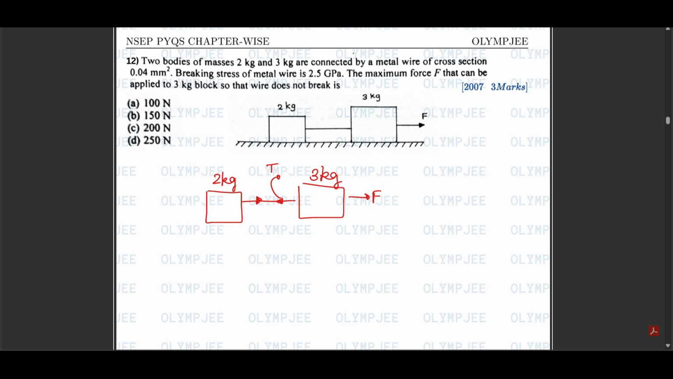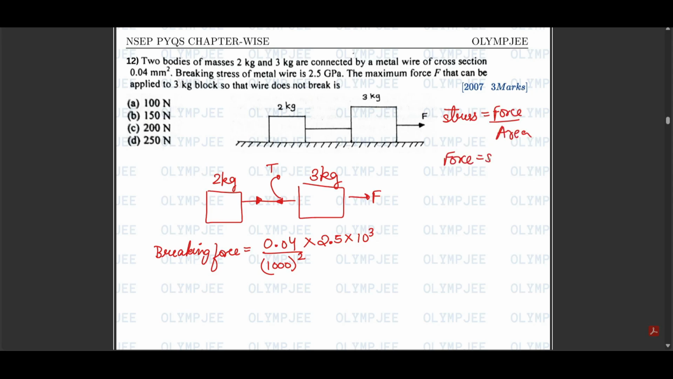So we know that the breaking stress is this much, so the breaking force will be given by 0.04 millimeter square, converted into meters, multiplied by the gigapascal value. This is because stress is force upon area, so force will be stress multiplied by area, which I have done. Sorry, this will be 10 raised to the power 9, and the area is 10 raised to the power minus 6. If I cancel, I get 10 raised to the power 3 times 0.04, which gives us 100 Newton as the breaking force.